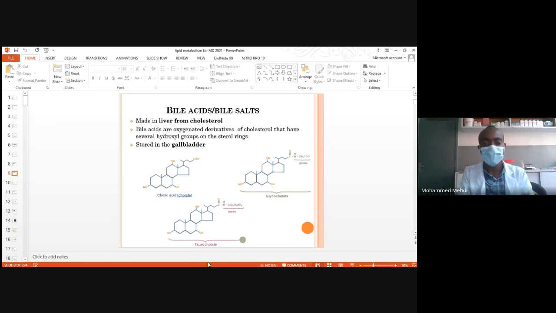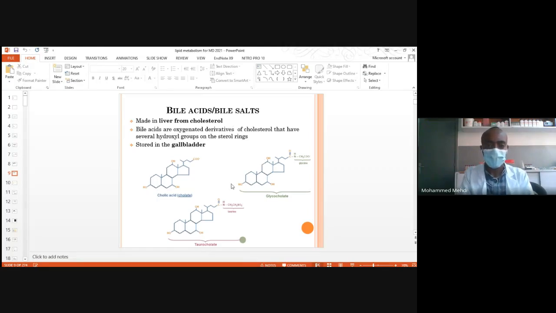Still, they are bile acids. Bile salt formation, the salt form, is formed after the addition of ions like sodium or potassium, such as potassium glycocholate or sodium glycocholate. Sodium from sodium hydroxide or potassium from potassium hydroxide will react for the formation of the salt.